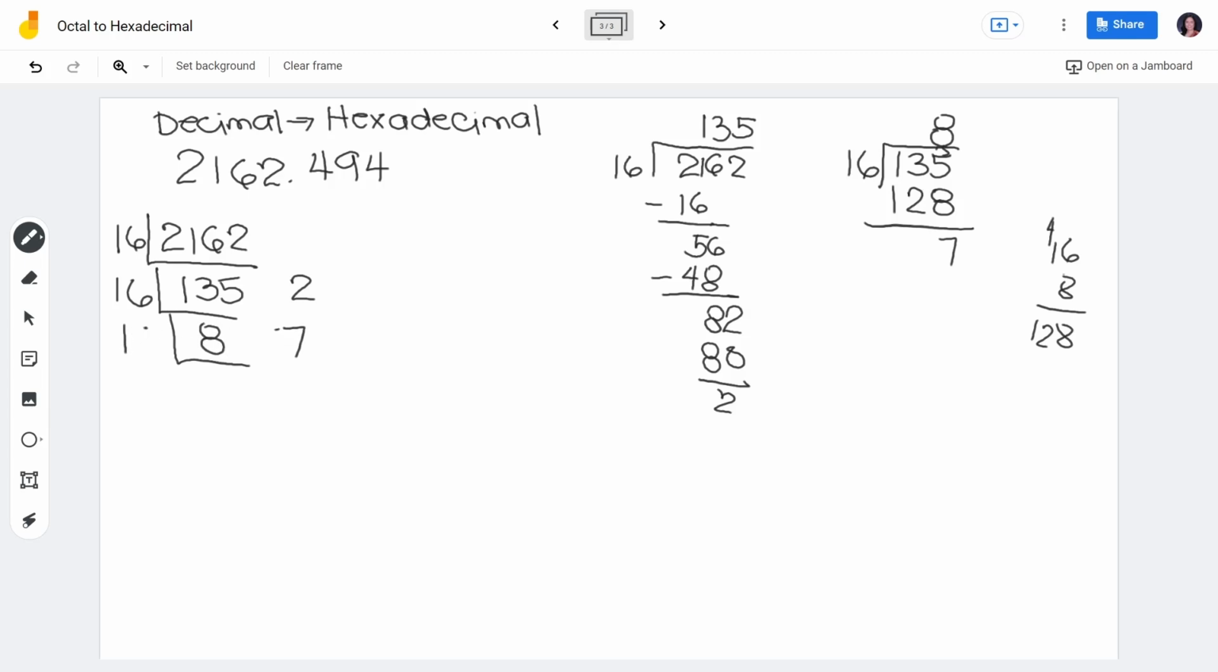And then 8 divided by 16 is what? Since 8 is smaller than 16, this will be 0 remainder 8. And then this will be read upwards. Since we already finished with the integer part, let's go with the fraction part.